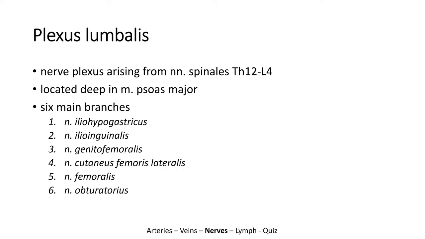So it is formed by the spinal nerves arising from the level of T12 to L4, and the plexus is located in musculus psoas major, so deep in it. In the brachial plexus we saw fasciculus, truncus, and so on. Here we can only really see the 6 main branches that will come out at the end.